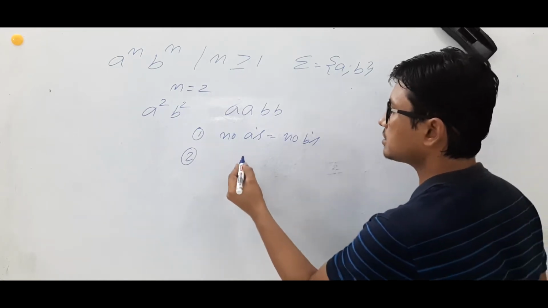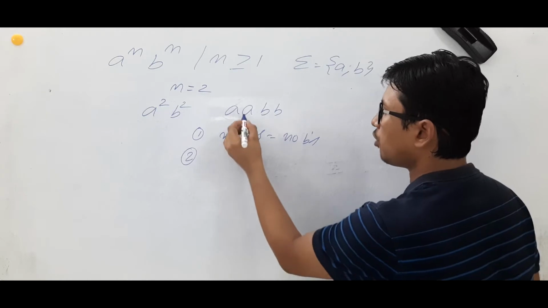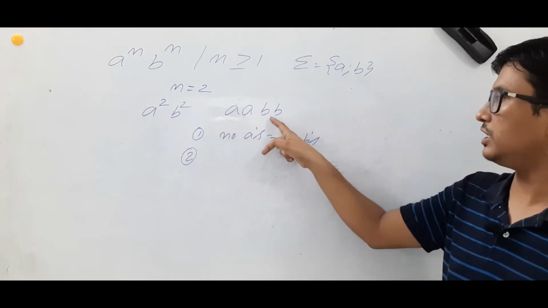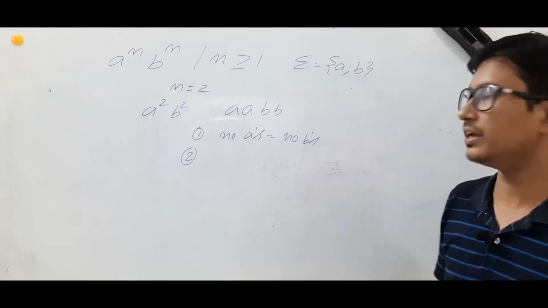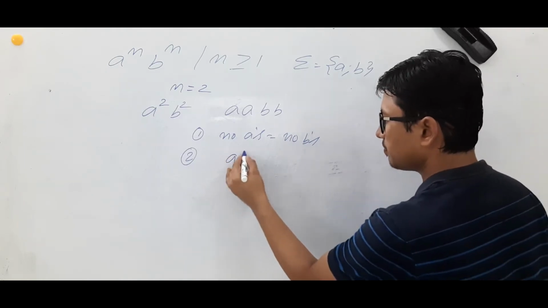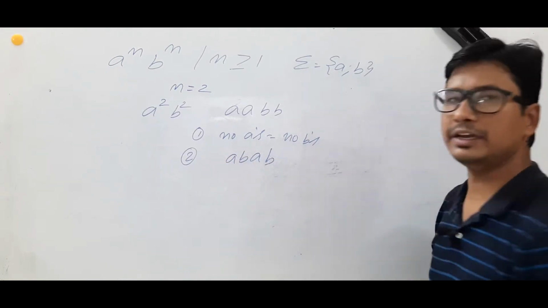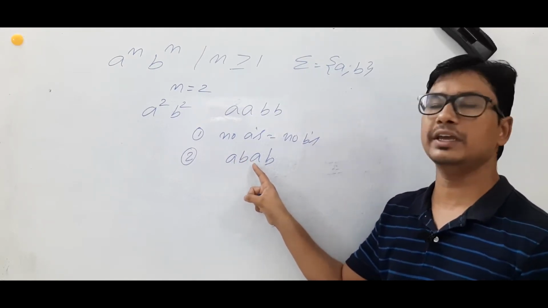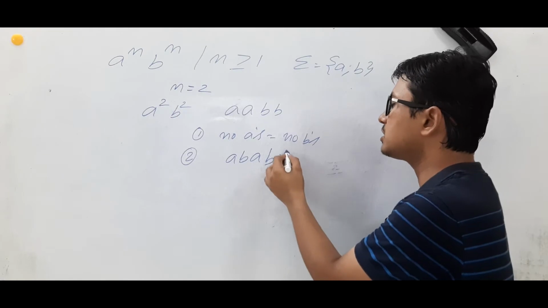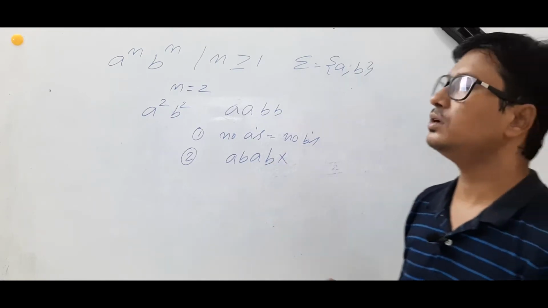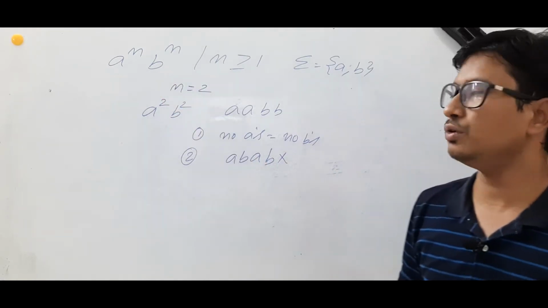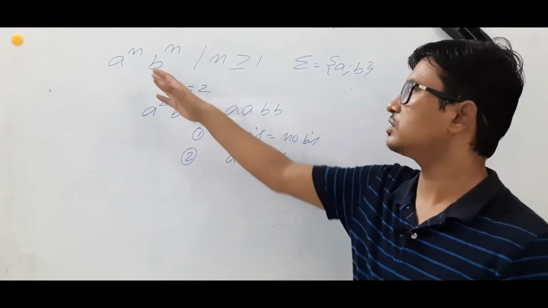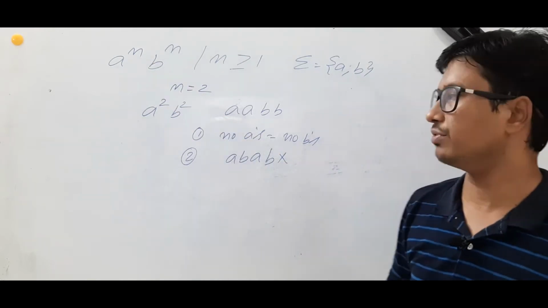And another thing is that once you see a's, and then you start seeing a b, you should not find any a. Meaning, for a string like a b a, after b you are seeing a. That is not possible, so the string does not belong to the given language. With these two points, we can understand which strings belong to this language.